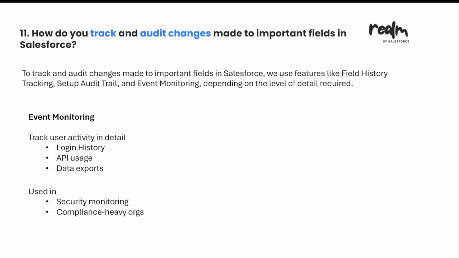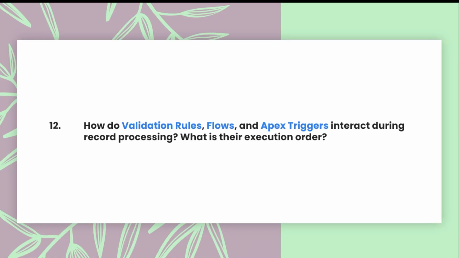We can also use event monitoring. It will track user activity in detail like login history, API usage, data exports. So it is used in security monitoring or compliance-heavy settings, like a company which is heavily oriented in compliance. Moving on to the next question: how do validation rules, flows, and Apex triggers interact during record processing?